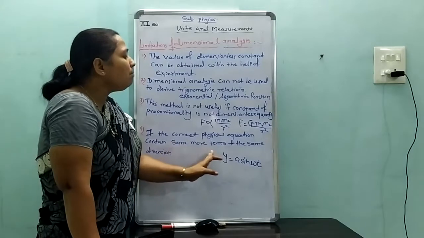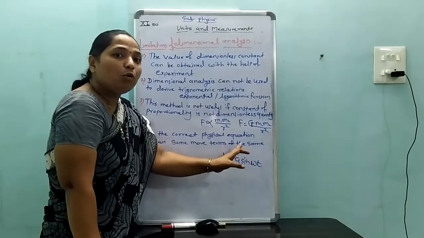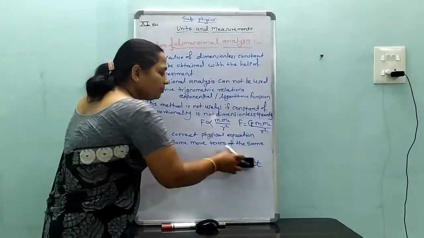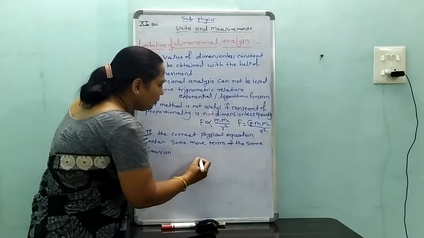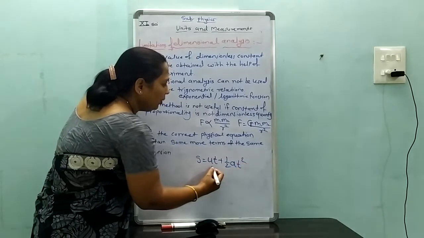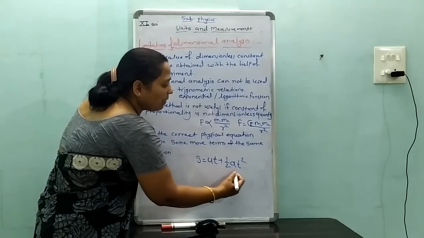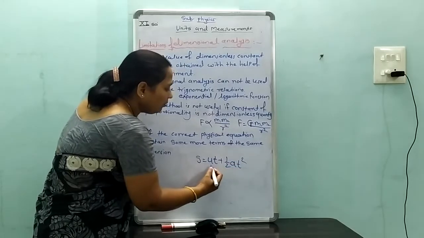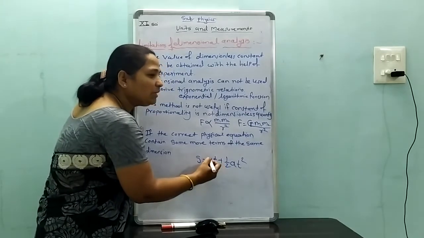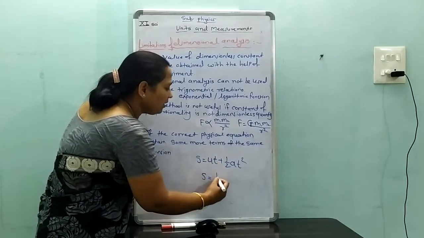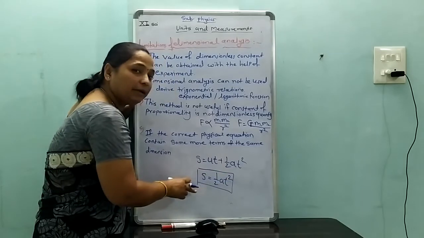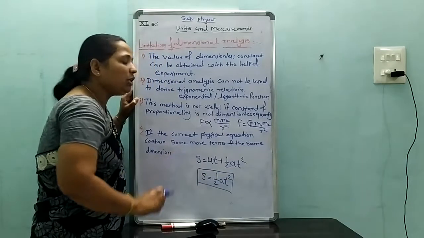And the fourth limitation: a correct physical equation may contain some more terms of the same dimension. For example, s is equal to ut plus half at square. The dimensions of ut and half at square are the same. If the particle is initially at rest, that is u is equal to 0, then the equation is s is equal to half at square. That equation is also dimensionally correct.